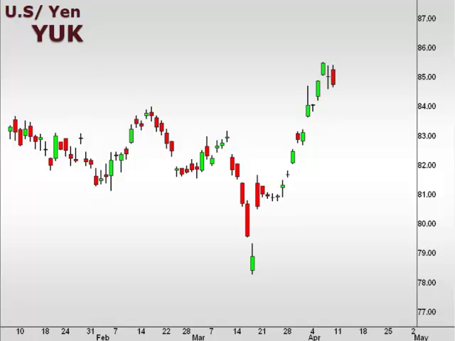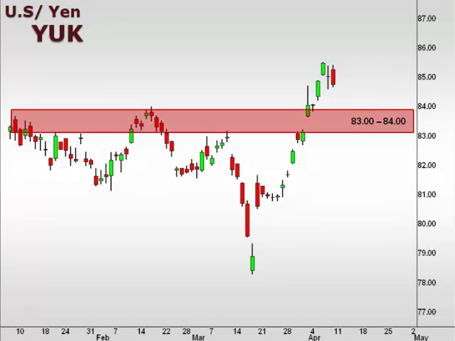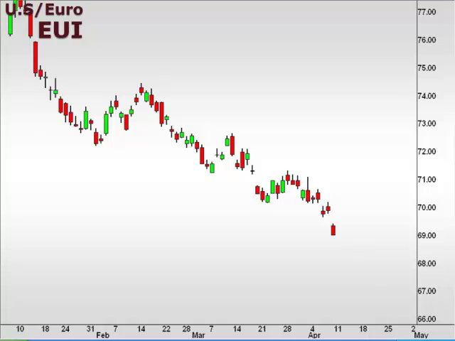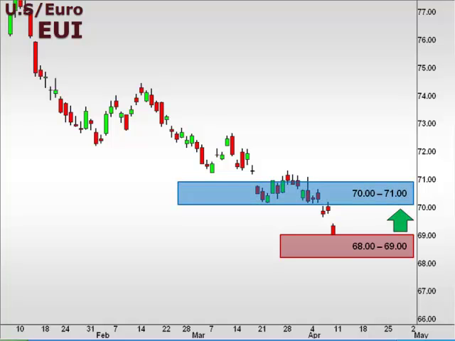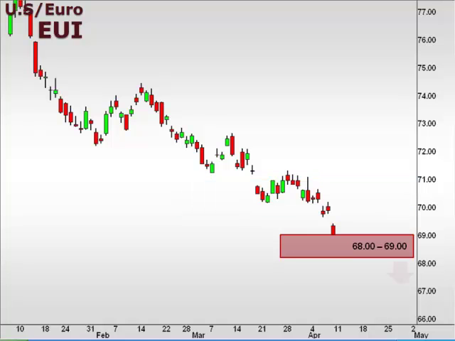Let's take a look at the YUK. The YUK continues to push towards that 86-87 focal zone. However, we may see a retracement back down to 84 before this uptrend continues. Let's take a look at the EUI, the U.S. versus the Euro. The EUI continues to trend lower with the 68-69 box now being tested as support. We may see a retracement as high as 70-71. However, the trend remains to the downside.